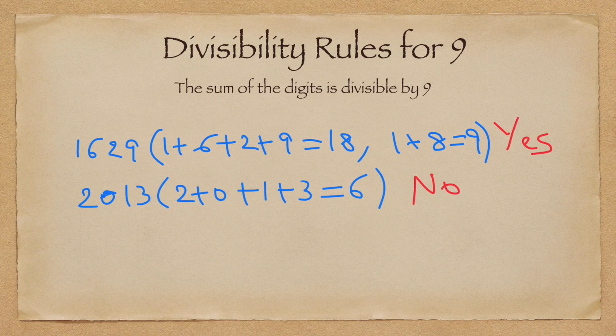Next example, 2013. 2 plus 0 plus 1 plus 3 gives you 6. It is not divisible by 9. So the given number 2013 is not divisible by 9 because it didn't follow our rule.